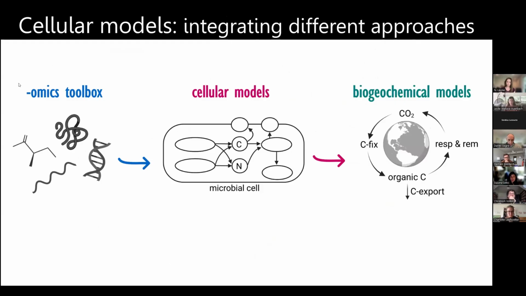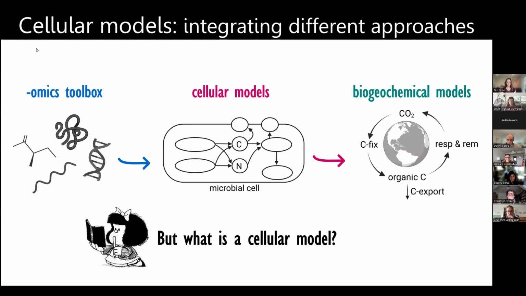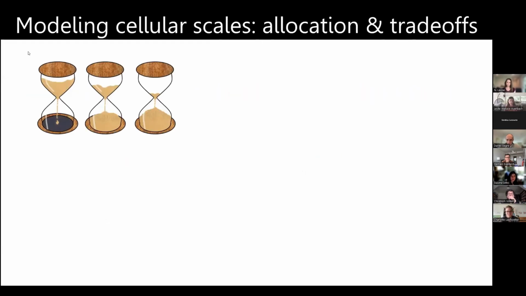Personally, in my work, I think a lot about how we can apply these cellular scale models to better understand trade-offs that microbial cells face under different conditions. And these models can be very powerful because they offer a way to link numerical modeling to the omics toolbox, but also they work like a bridge between omics data sets and biogeochemical models. But you might be wondering now, what exactly is a cellular scale model? So let's look into that in more detail.